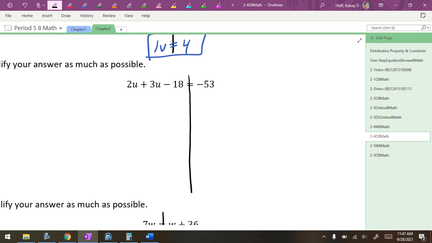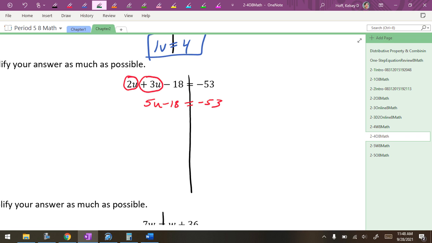So to help me with this, Ms. Hawk usually circles them. 2U plus 3U. Take them exactly how they are. 2U plus 3U is 5U. Remember when we did that online combining like terms and distribution? Where we practiced that? This is why. Now what's my next step?